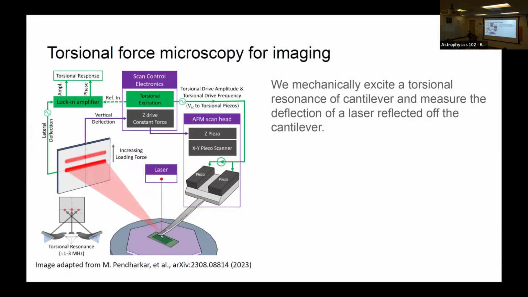The basic idea is that we have a cantilever off which we shine a laser and measure the reflection of this laser on a photodetector. The key idea here is that we mechanically excite a torsional resonance in the cantilever. What this means is that the cantilever will bend back and forth. This will produce a lateral signal on the photodetector which is oscillating at the frequency of our resonance. If you're interested, you can read more about it in the paper.